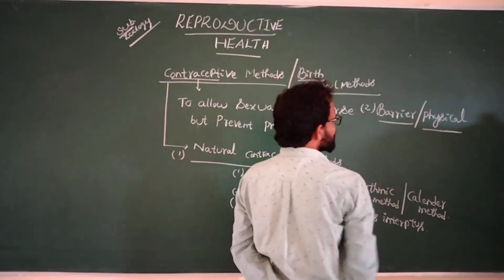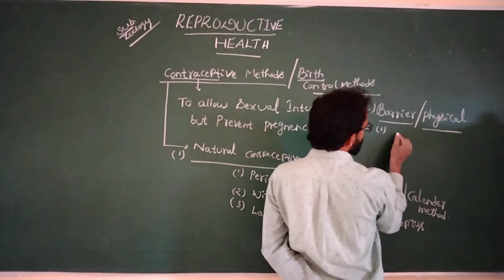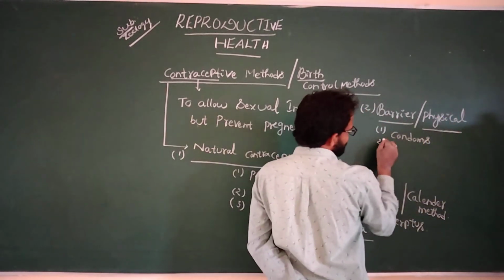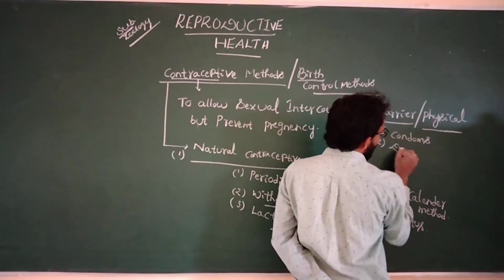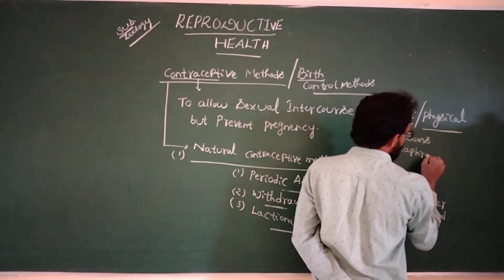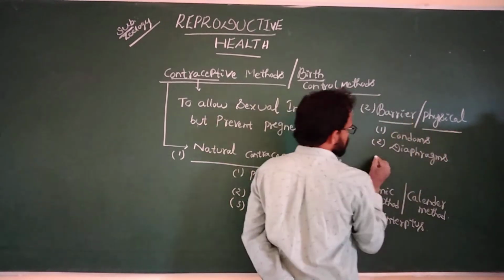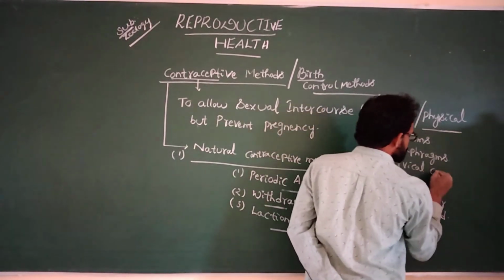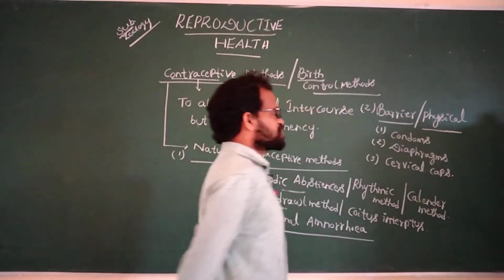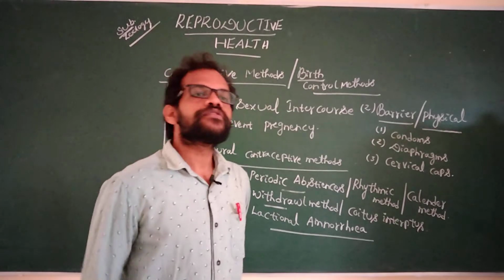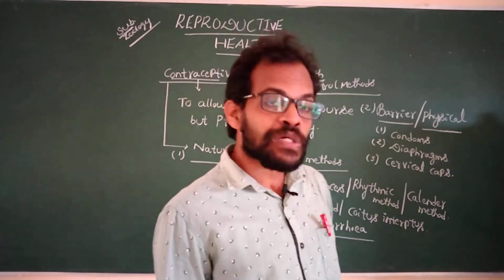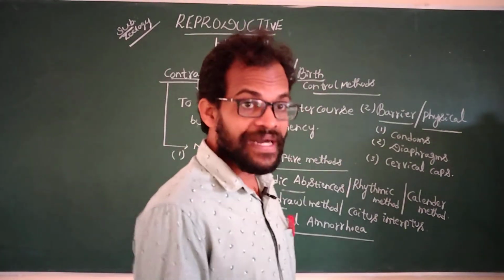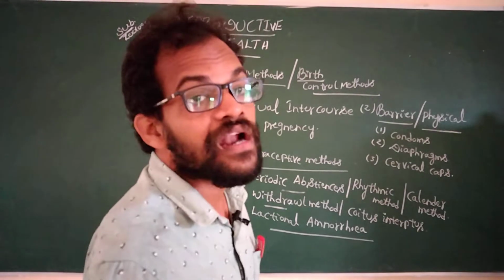What are examples of these barriers? The first example is condoms. The second example is diaphragms. The third example is cervical caps. When used at the time of sexual intercourse, these barriers prevent pregnancy. Sexual intercourse is allowed, but pregnancy is not formed.